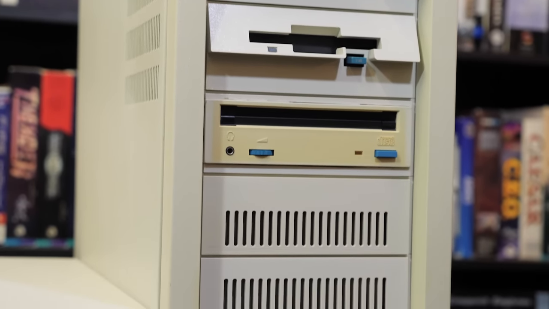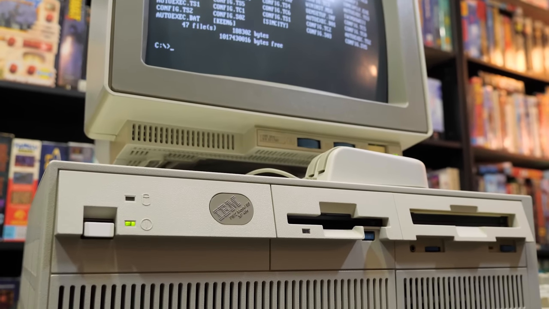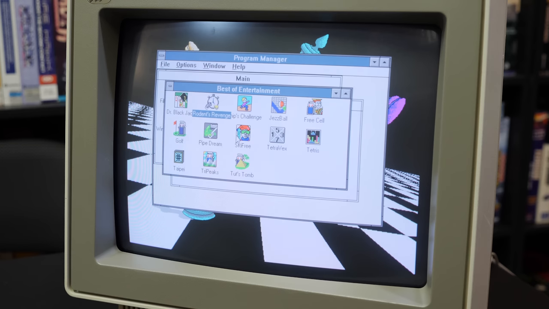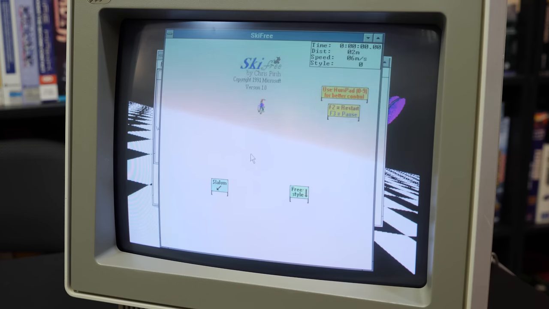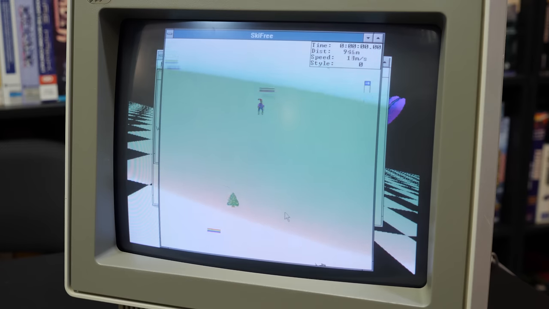But that'll have to wait for another day, and for now, I hope you enjoyed this look back at the PS/2 Model 90 XP 486. If anything, it cracks me up to have a computer that cost nearly as much as three 1991 base model Honda Civics, and I'm just sitting here using it to play SkiFree.